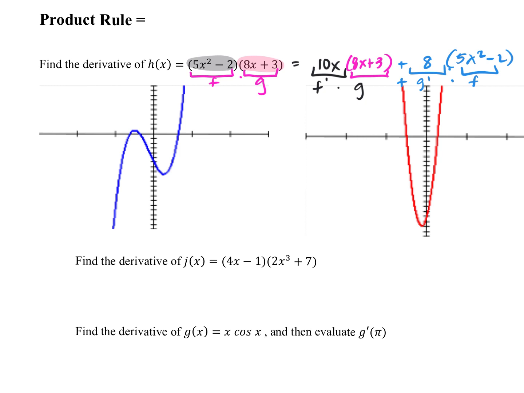Now, is anyone like, that seemed excessive. Couldn't I have just distributed this and gotten, say, 40x cubed plus 15x squared minus 16x minus 6, then done the power rule to that? Absolutely. Our answer might have looked a little different, but they would have been equivalent. I'm good with whichever method you want to use.